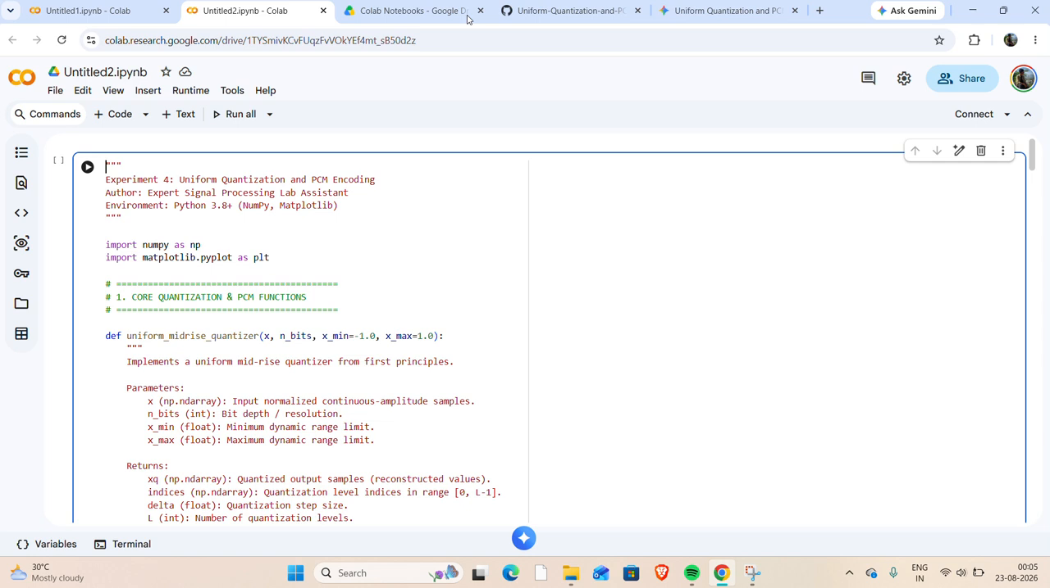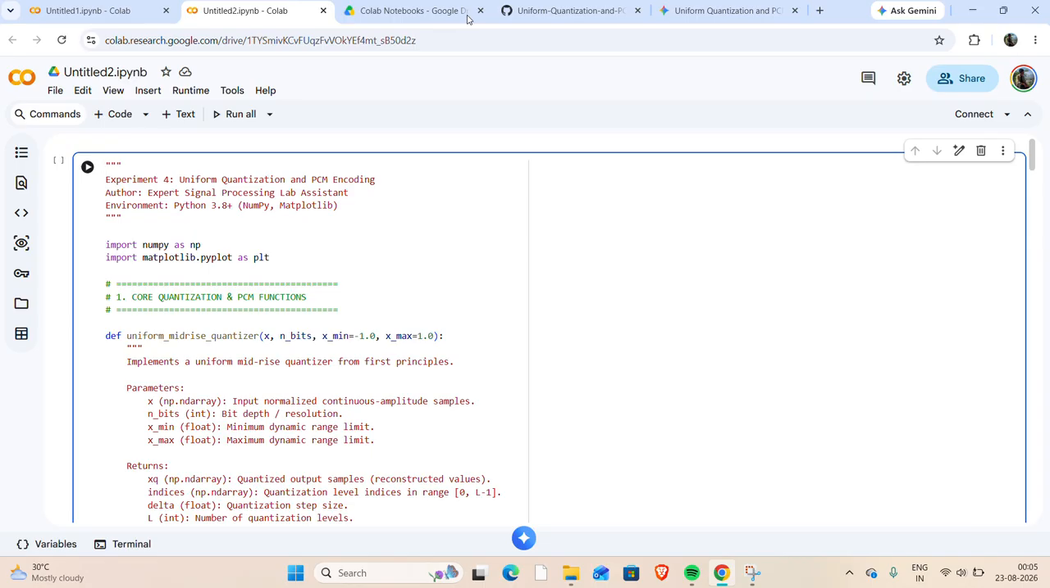Today I am going to present experiment number 4, Uniform Quantization and Pulse Code Modulation or PCM. The main objective of this experiment is to understand how a continuous or analog signal can be converted into a digital signal using quantization and PCM encoding. We also study how the number of bits affects quantization error and SQNR.